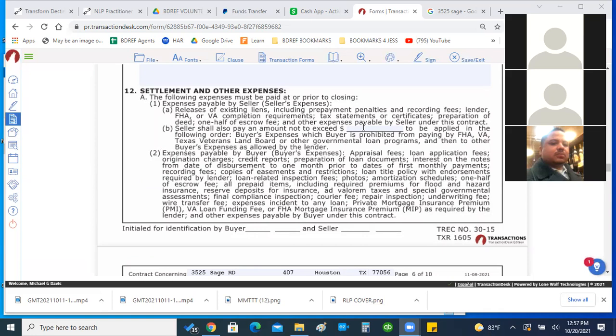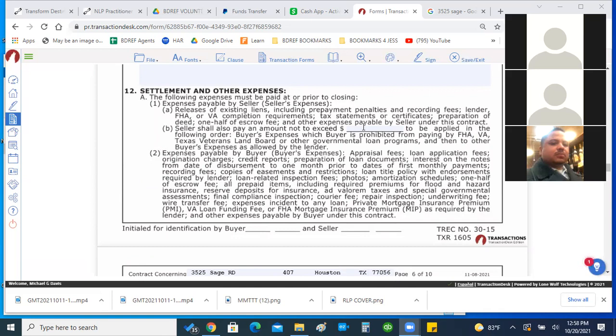So how competitive you want your offer to be will dictate if you ask for the seller to contribute. It's the same as, depending on how competitive you want your offer to be, will dictate if you ask for them to do a home warranty for you. So it's not a given. It's not a given that the seller does the home warranty. It's not a given that the seller will agree to paying money towards the buyer's closing costs.